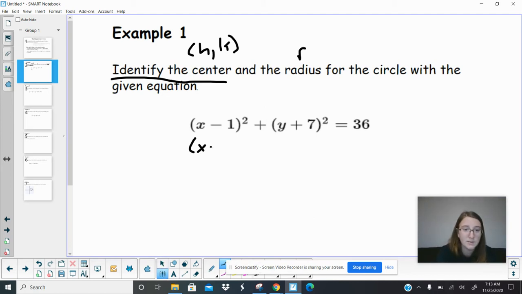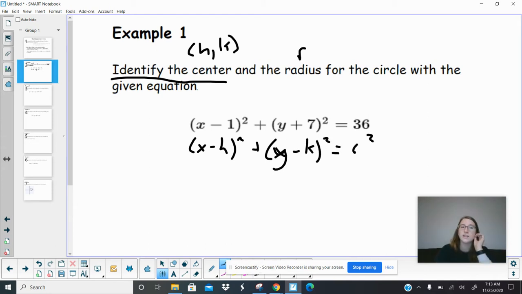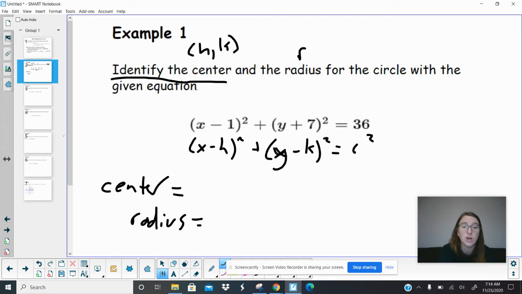So I have x minus h squared plus y minus k squared equals r squared. So what I can do is see very clearly how these things line up. I need to know the center, which again is going to be the h, k, and I need to know the radius, which is going to be just r. So let's look at this.